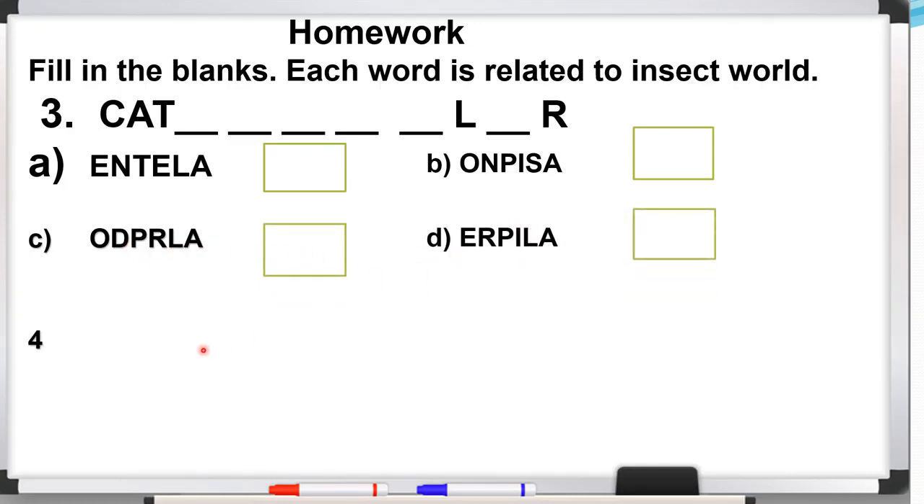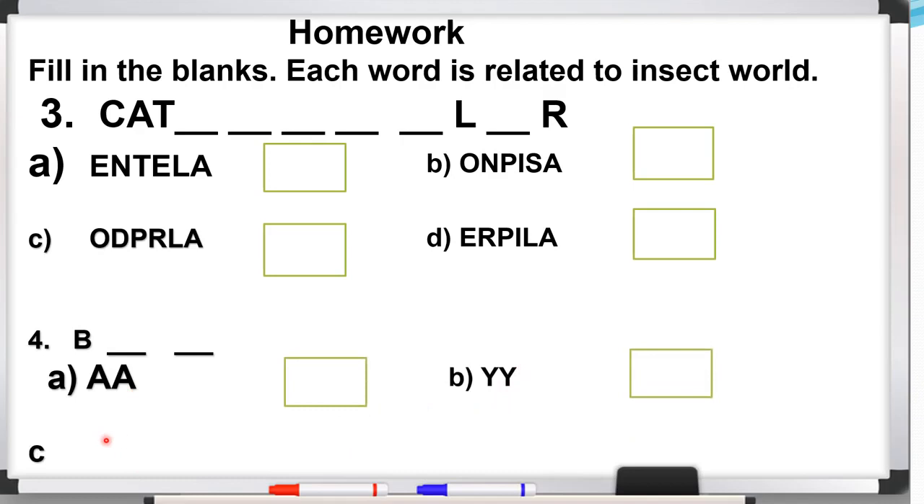Okay, now in question number 4 it is given B dash dash. Option A is double A, option B is double Y, option C is double O and option D is double E.